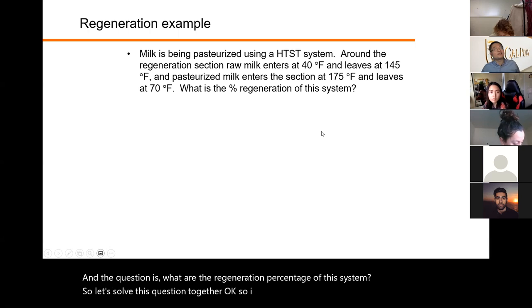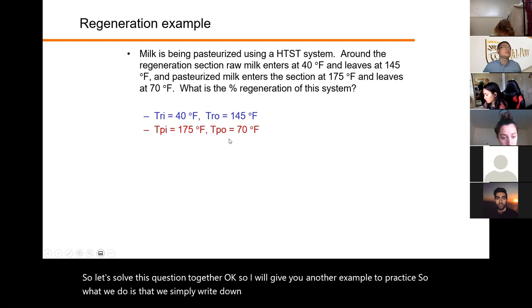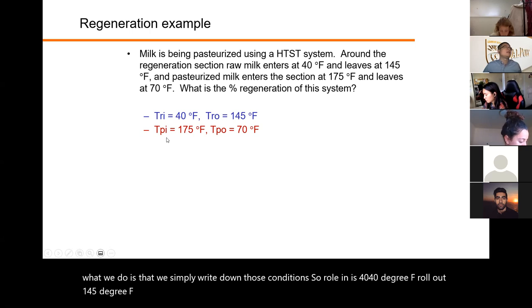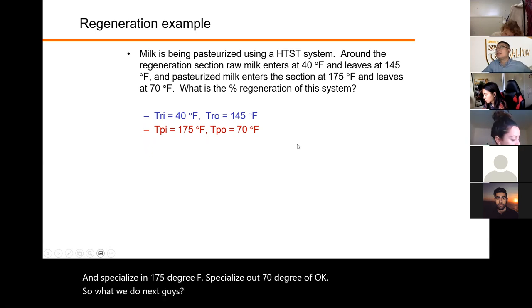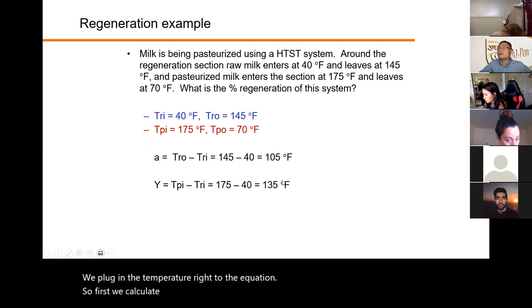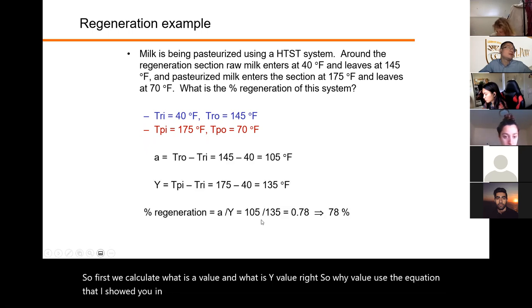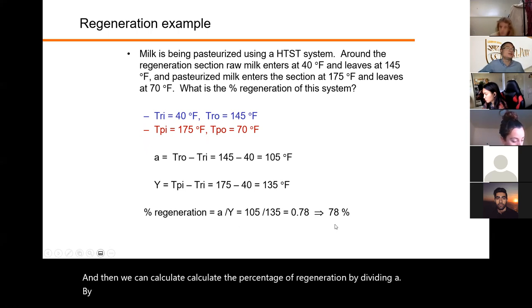I will give you another example to practice. What we do is simply write down those conditions. Raw in is 40 degrees F, raw out 145 degrees F. Pasteurized in 175 degrees F, pasteurized out 70 degrees F. What we do next, guys, is plug the temperatures into the equation. First we calculate the A value and the Y value, using the equation that I showed you in the last slide. Then we calculate the regeneration percentage by dividing A by Y, okay? So the regeneration percentage here is 78 percent.